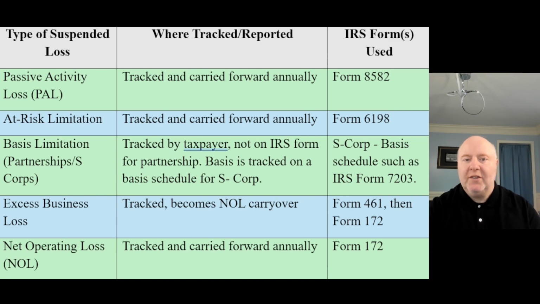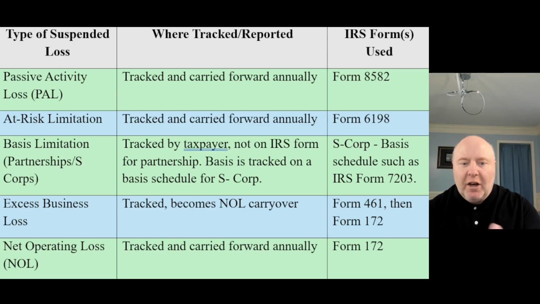So when we're looking at suspended losses, there's really 5 different types of suspended losses that we have when we have some type of trade or business. Now, the 5 that I have here are going to be our passive activity losses, our at-risk losses, our basis limitation. We're going to have our net operating losses, and we're also going to have our excess business losses. So that's what we're looking at here.